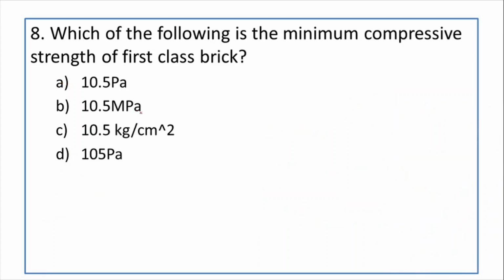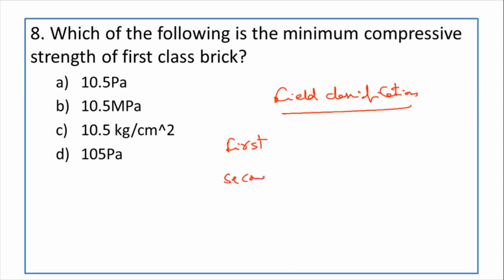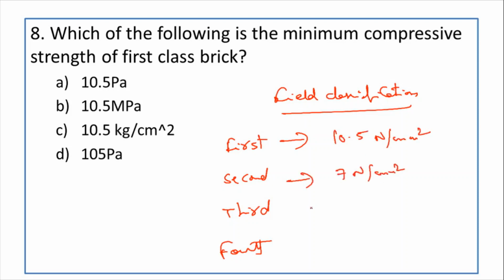Okay, then next question is, which of the following is the minimum compressive strength of first class brick? Basically bricks are classified into four classes. There is field classification of the brick, and as per this field classification, four types of bricks are there: first class, second class, third class, and fourth class. First class bricks have a compressive strength of 10.5 Newton per mm square, second class 7 Newton per mm square, third class 3.5 Newton per mm square, and for fourth class brick there is no strength criteria.